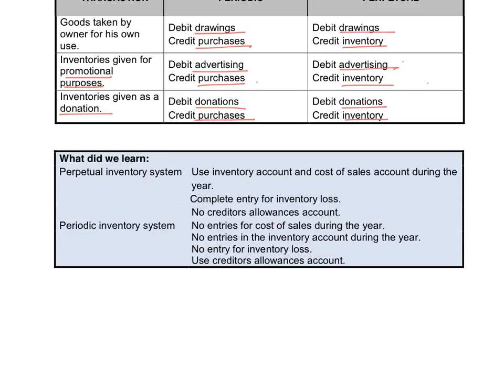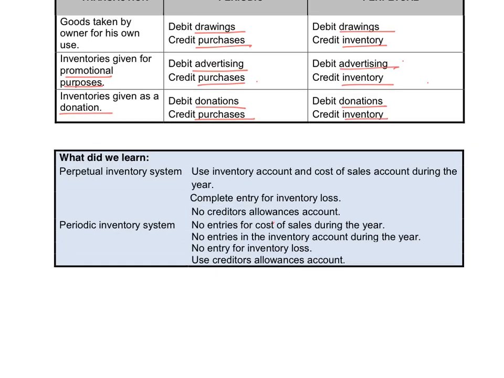What did we learn? When we use the perpetual inventory system, you use your inventory account and the cost of sales account during the year. Every time goods are purchased or sold, you will record it in the inventory account so that you can know exactly how much inventory is left over in the business. The cost of sales account will be used the whole year every time goods are sold or returned by debtors.